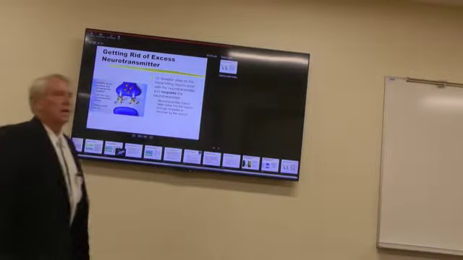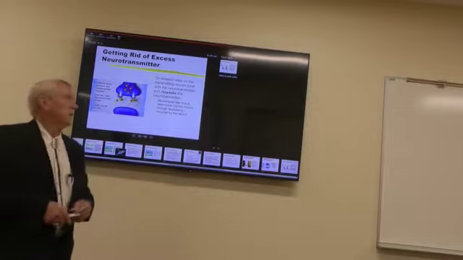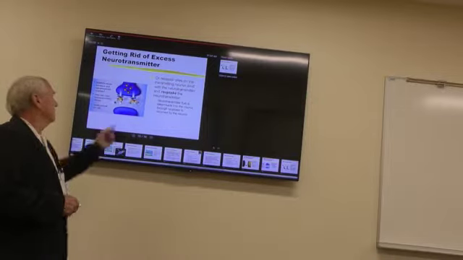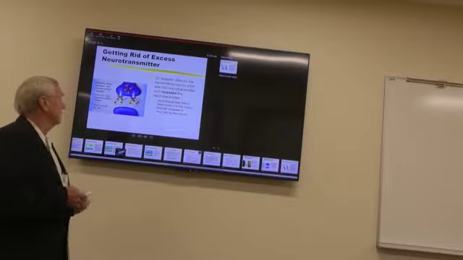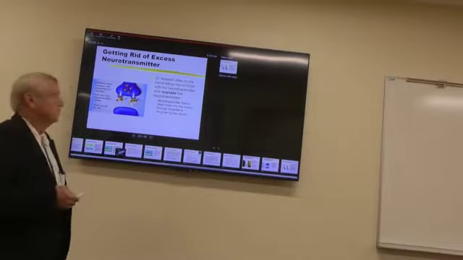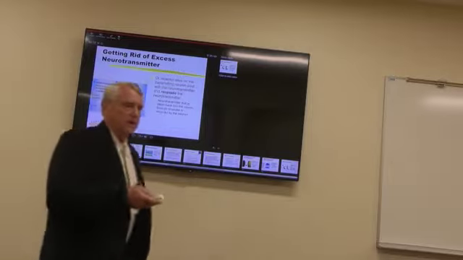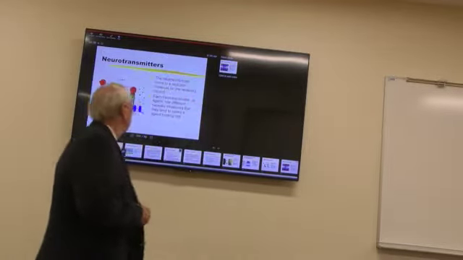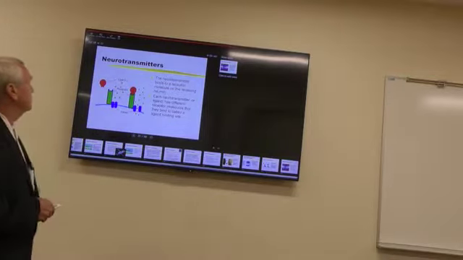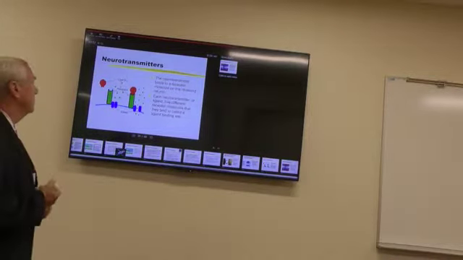Anyway, so the reuptake takes it back into the neuron that distributed it, and that's how it works. So you can either break it down with an enzyme, or you can take it back in to the cell. The neurotransmitter binds to the receptor molecule on the receiving neuron.